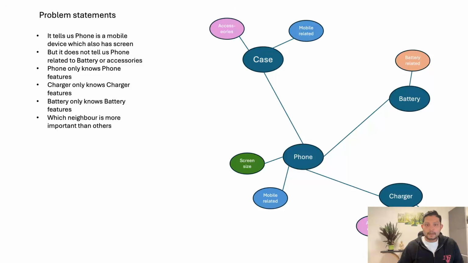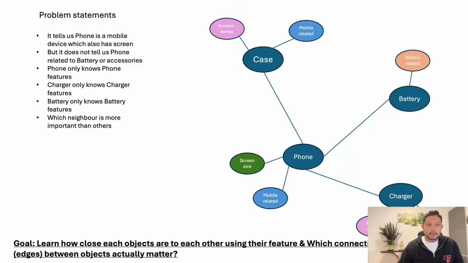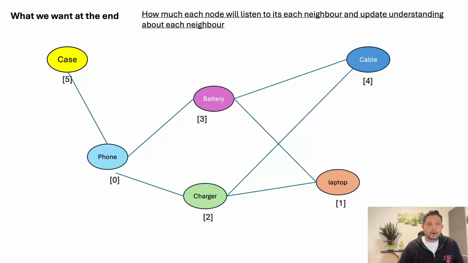So then what is our goal? Our goal is to learn how close objects are to each other using their features, and which connections between objects actually matter. So what we want at the end is that GAT tells us that the feature of each node should be updated based on its neighbor information. In other words, how much should phone listen to battery versus charger versus case to make a prediction, and update its own understanding plus neighbor information.